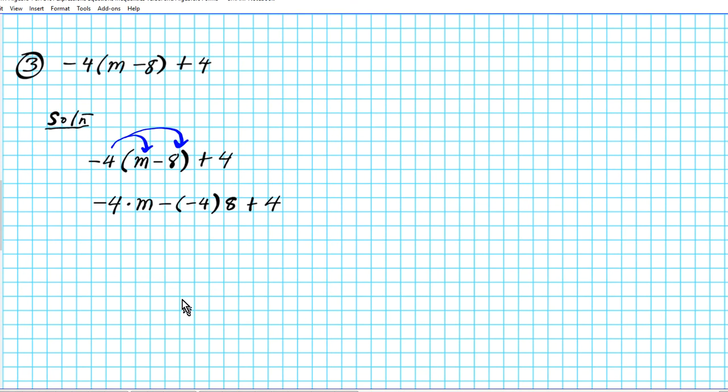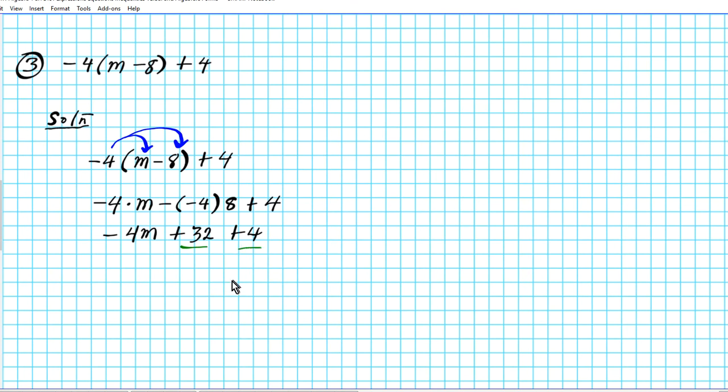Alrighty. Now let's go ahead and simplify. Negative 4 times m is just negative 4m. Minus times minus is a plus. 4 times 8 is 32 plus 4. Can we simplify? Are there any like terms that can be combined here?